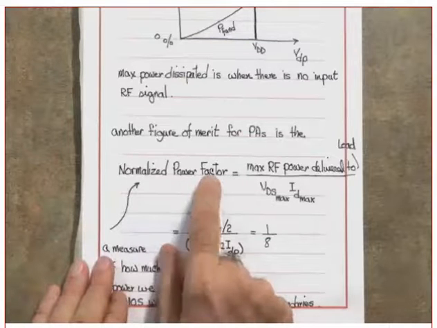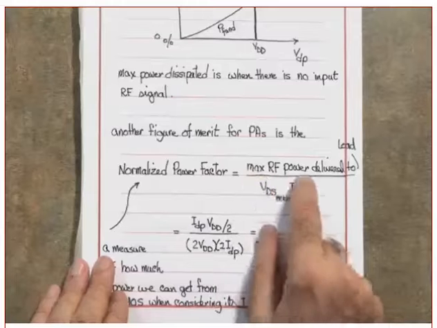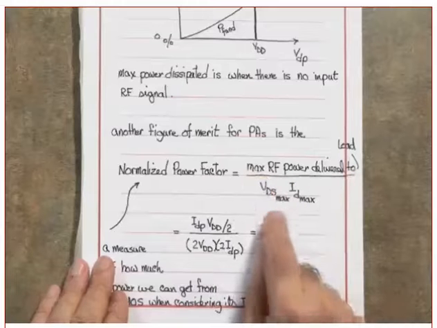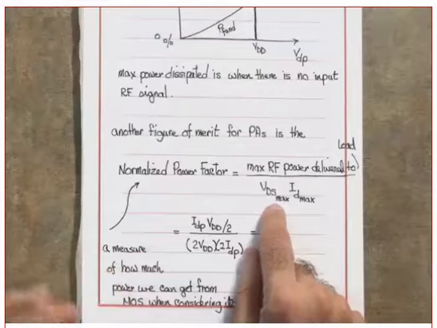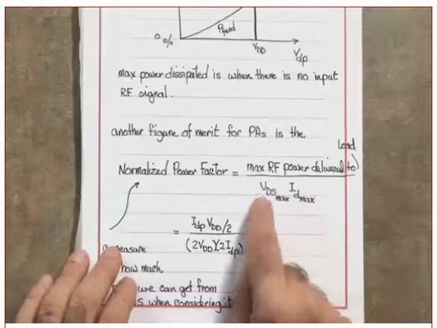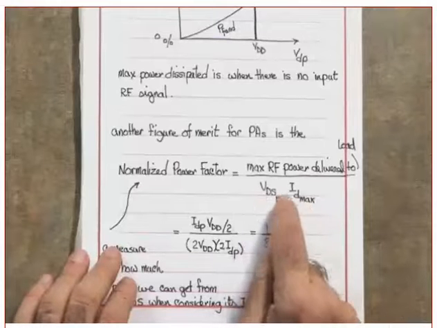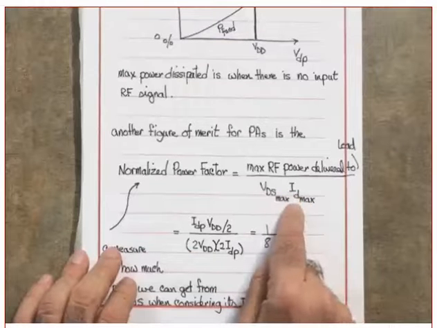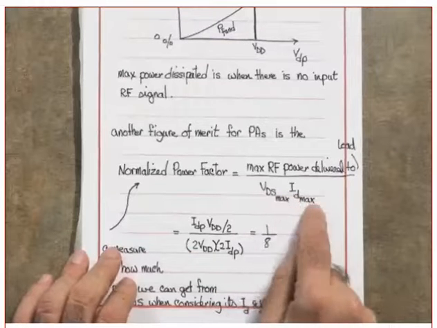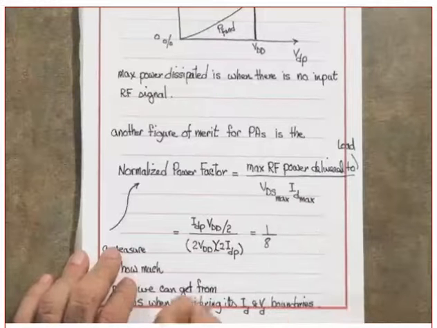How is the normalized power factor defined? The maximum RF power delivered to the load divided by the maximum possible power. What is the maximum possible power? It is when you multiply VDS max times ID max. Both of them are maximum. Did you get this or not?